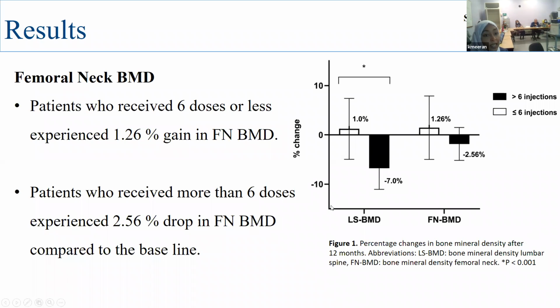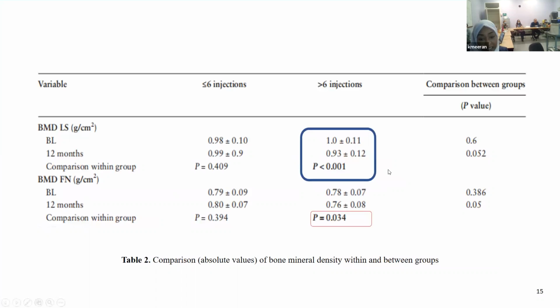And then in the femoral neck, patients who received six doses of denosumab or less experienced about a 1.26% gain in their femoral neck bone mineral density, and patients who received more than six doses experienced a 2.56% drop compared to their baseline. However, the change was not significant, but it is there and it was mentioned. And this is in the comparison of the absolute values of the bone mineral density between the two groups. There's no difference there. No, there is a difference. It's statistically significant between the first one. I see. Okay, thank you.